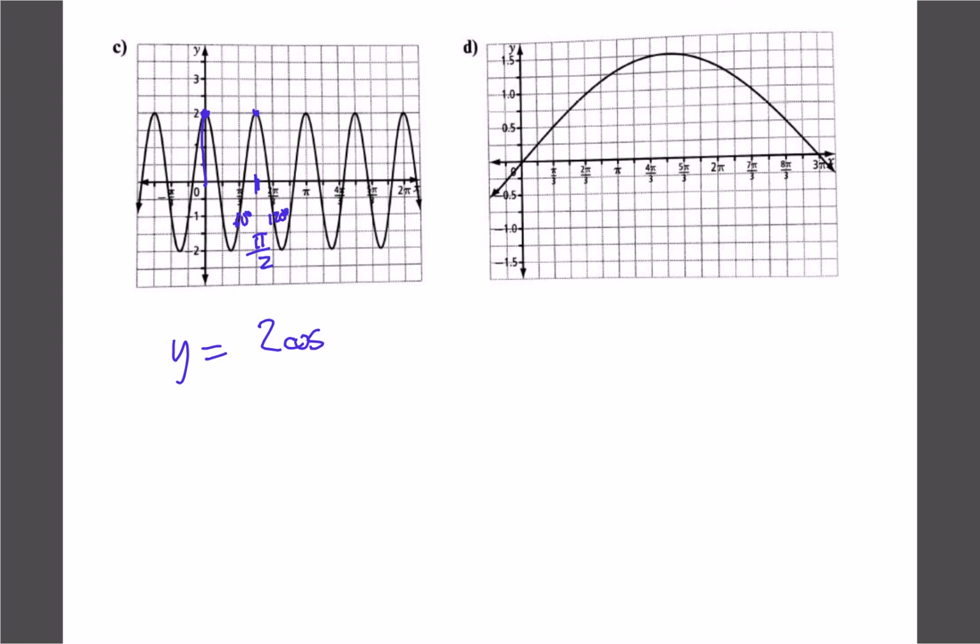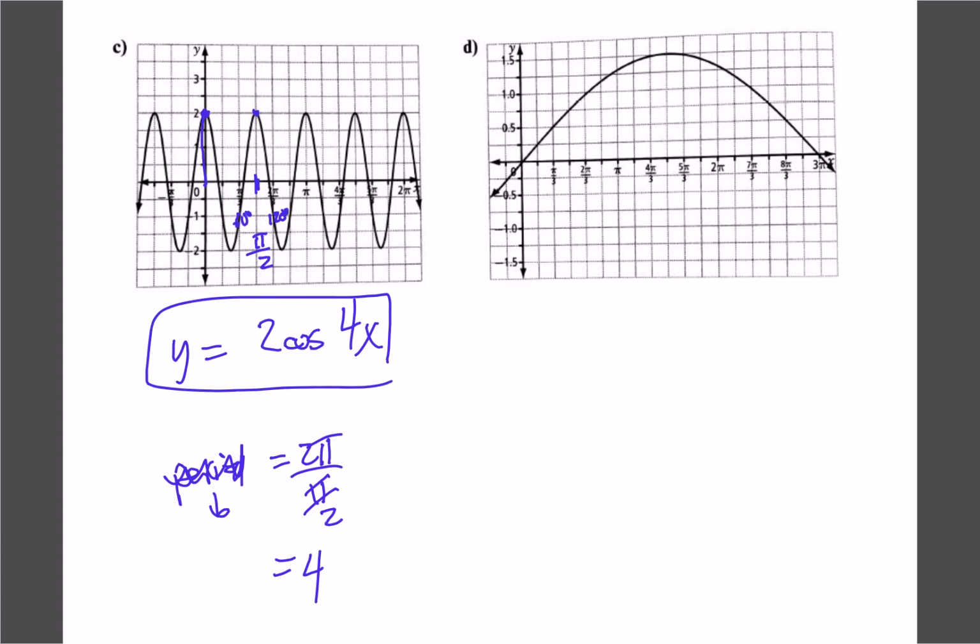It should be 2 pi. So we'd go 2 pi divided by pi by 2. Oops, that's our b value, not our period. So 2 pi divided by our period of pi by 2, that gives us 2 pi divided by pi by 2, which is 4. So that means our formula should be 2 cosine 4x. So in this case, we've got 4 graphs in the time it would take just the one regular one. So that's it for that one.